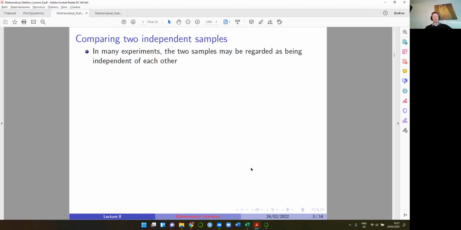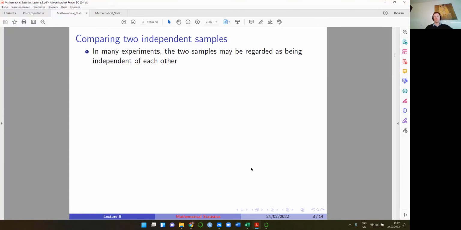Okay, so we will start with the idea of what we are going to do. This slide will be similar to our discussion of the randomized control experiment in econometrics. So we can make an experiment, and in the experiment we will get the result in the form of two samples, and those two samples can be regarded as independent of each other.